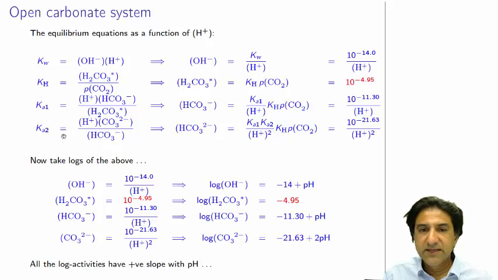And likewise, Ka2, HCO3 2 minus. From this we get the concentration of carbonate 2 minus, ignore the H there, carbonate 2 minus. That's equal to Ka1, Ka2 on H plus squared times this quantity, and we get this expression with H plus squared.